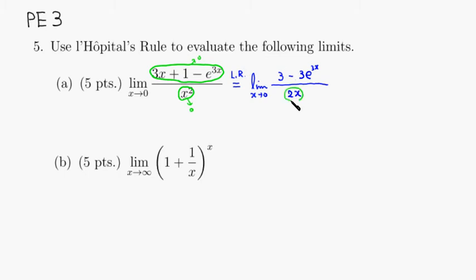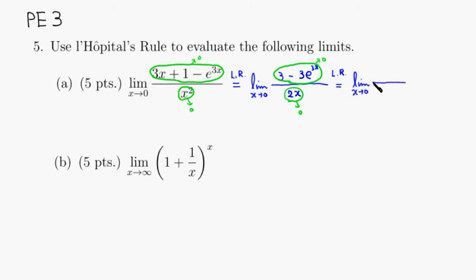2 times 0 is still 0. And 3 minus 3 times e to the 0 is 3 minus 3, so the numerator still goes to 0. So we can apply L'Hopital's rule again. We don't have to stop. We can apply L'Hopital's rule as many times as we want, as long as you have 0 over 0 or infinity over infinity. So x goes to 0.